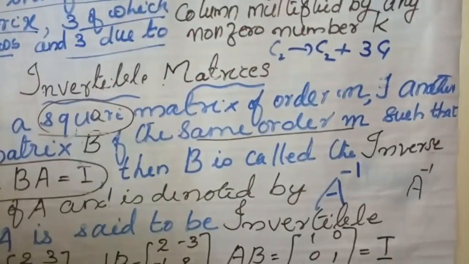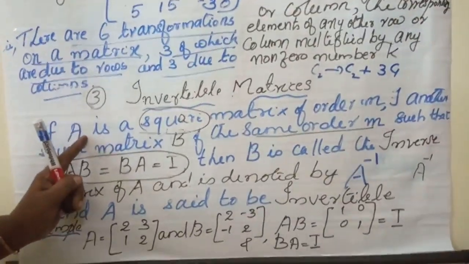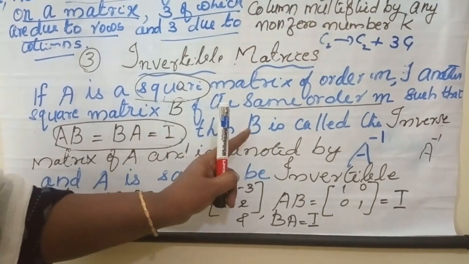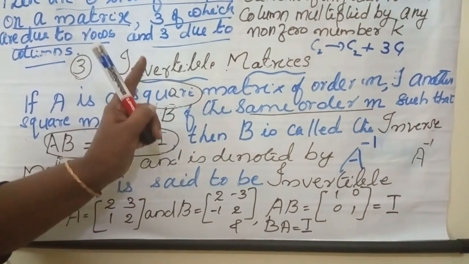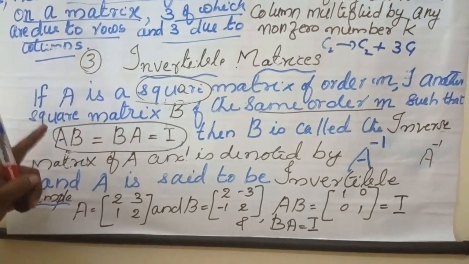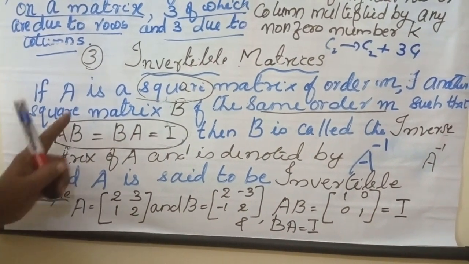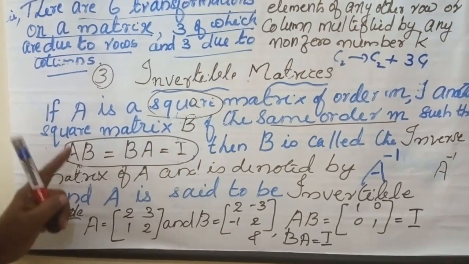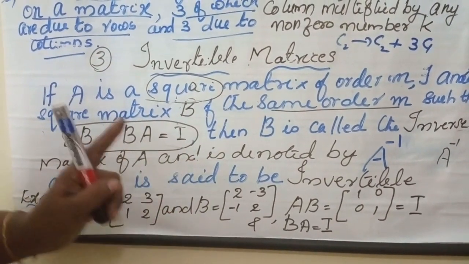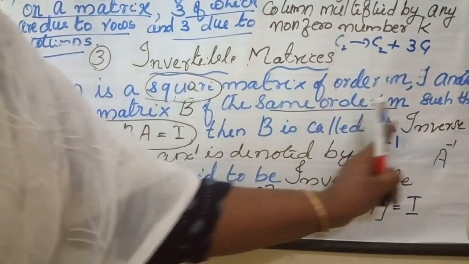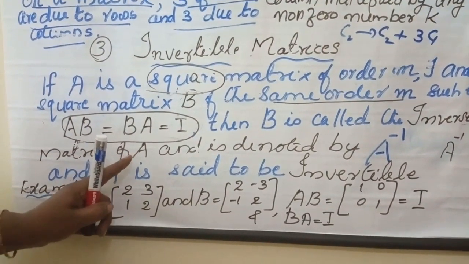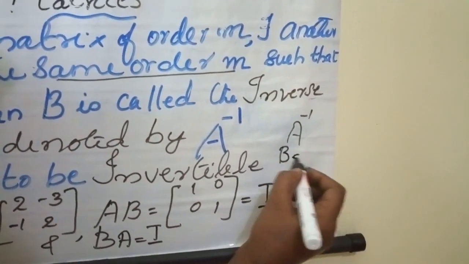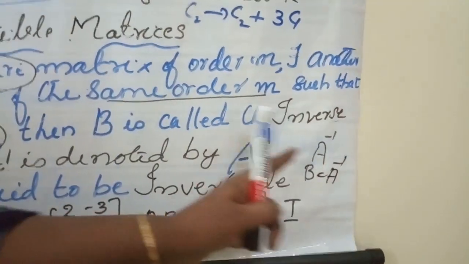So once again, if we consider a given square matrix A, then we have to find another matrix B of the same order, such that AB equals BA, that is the commutative property, and the result must be the identity matrix. If this condition is satisfied, then the required matrix B is the inverse of the given matrix A, denoted by A inverse. B equals A inverse.